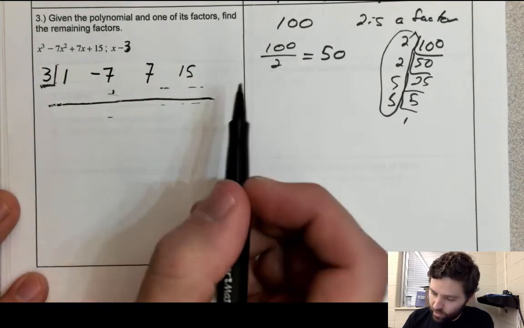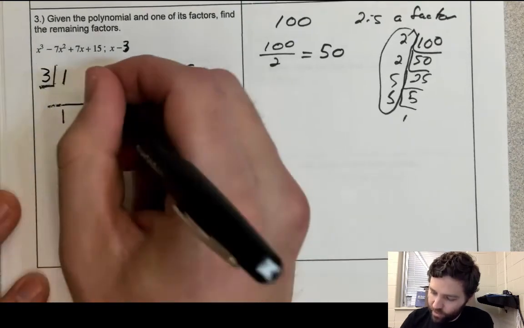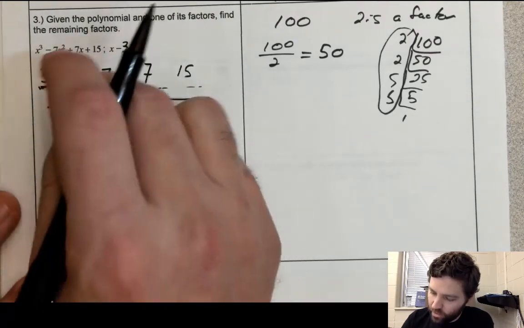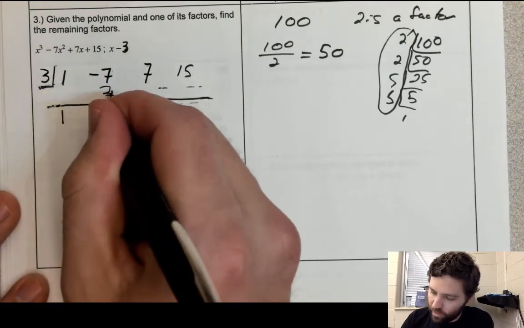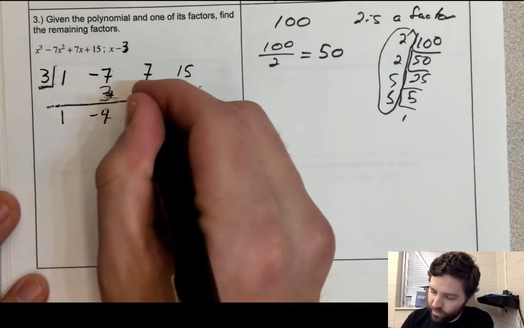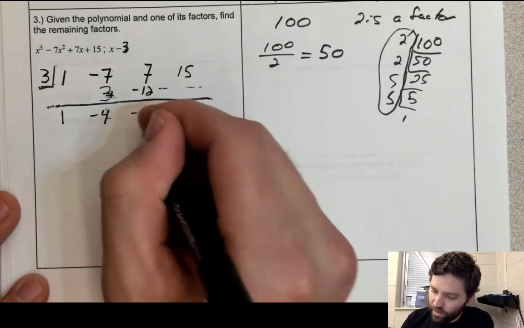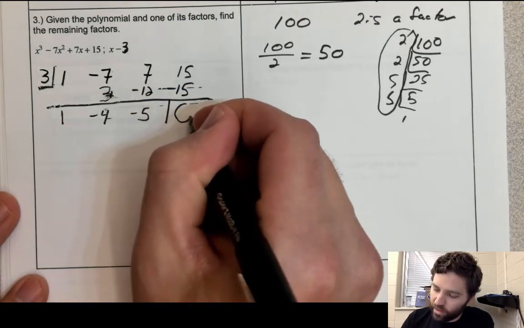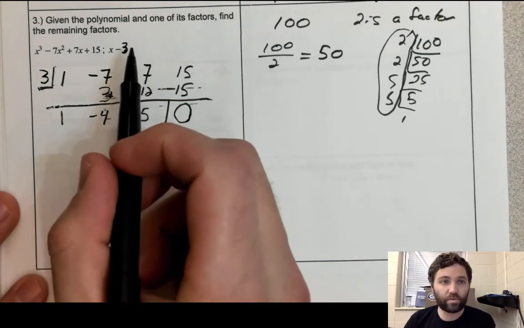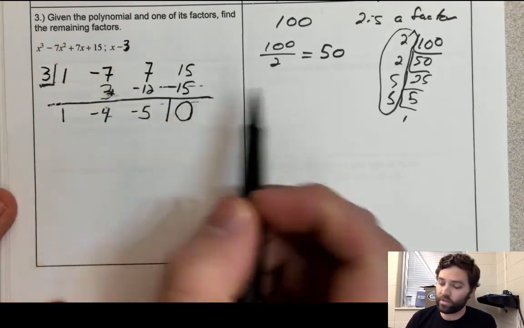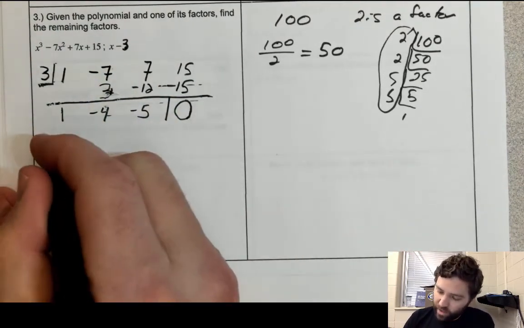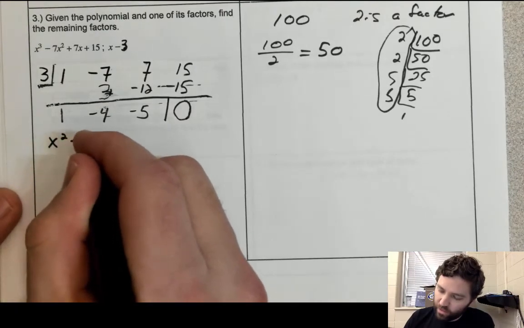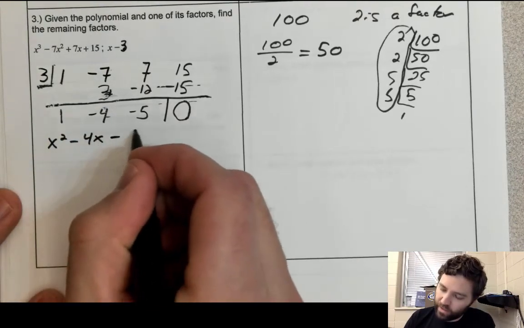So here we go. I'm going to bring down the 1. 3 times 1 is 3. Sorry, that's going to be -4 when I add them up. 3 times -4 is -12. Add them up, that's -5. 3 times -5 is -15. And I get a remainder of 0. If you don't get a remainder of 0 here, something went wrong because you were supposed to have been given a factor, which means the remainder will be 0. So I'm left with x squared minus 4x minus 5.